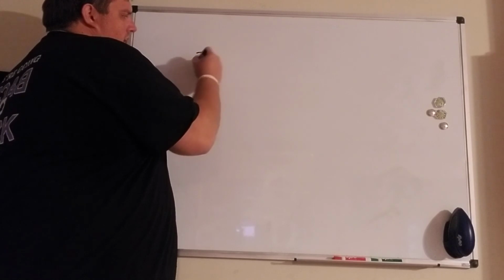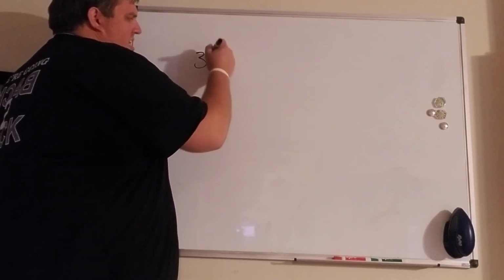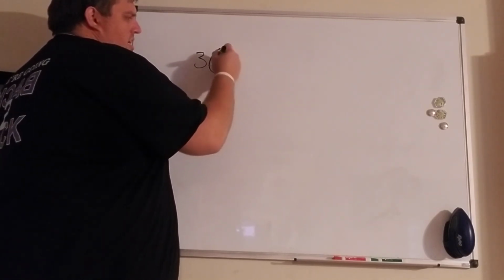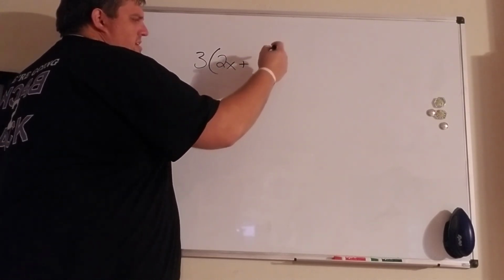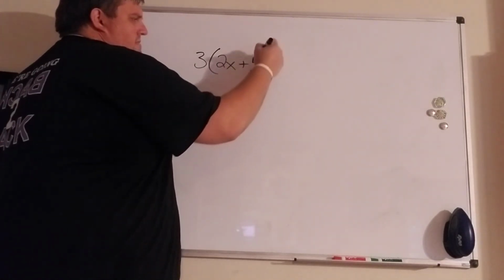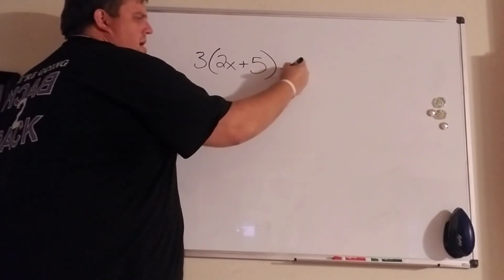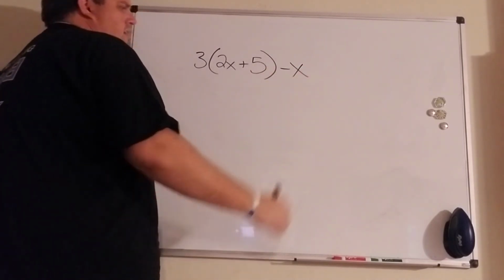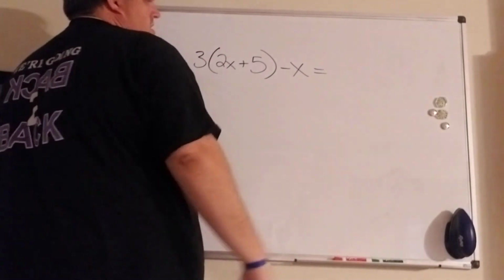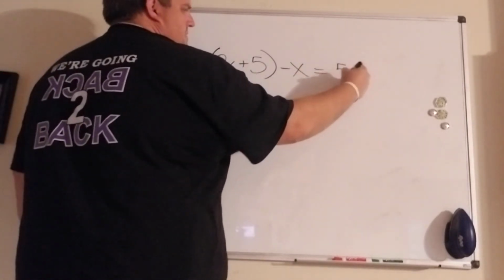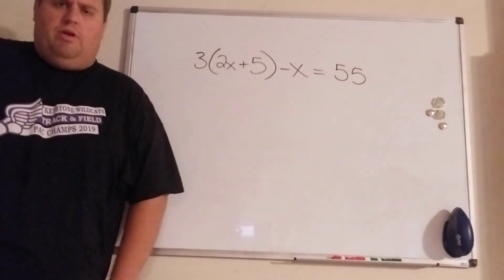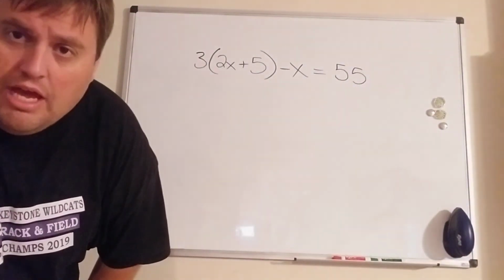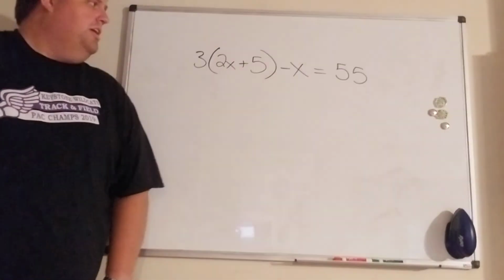Let's say you had something like 3 times the quantity 2x plus 5, minus x, equals 55. Okay? You see that okay? Yeah. All right, so there's a couple things that we talk about in here.